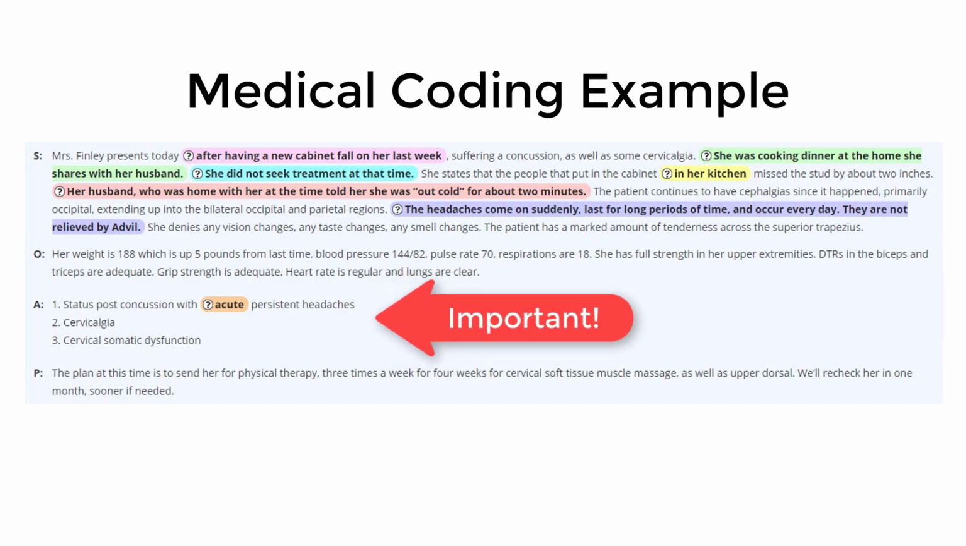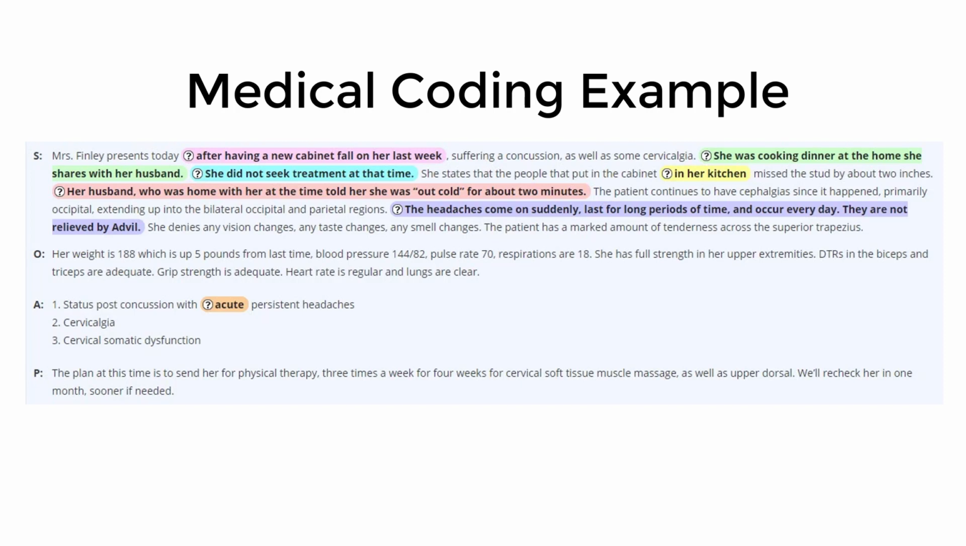The objective is then documented by the doctor on what he is able to see, and then you have your assessment. This is the important part of what is going to be done for medical coders. This is the diagnosis. As you can see, it's been diagnosed with persistent headaches from status post-concussion, a cervicalgia, and then a cervical somatic dysfunction. And then lastly was a plan on what he was going to do to treat her with physical therapy.